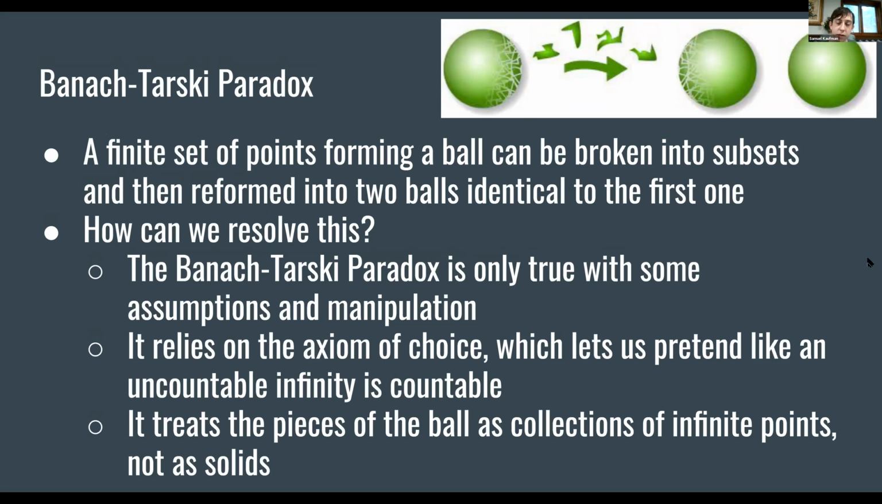So this set of points in the ball up here is uncountable. There's infinitely many of them, but it's uncountable because we can't put them in any specific order. We can't order them, it's uncountable. But we use the axiom of choice in the proof to basically pretend like this is a countable infinity. The axiom of choice says, let's pretend like there is a way to order them, even though we don't know of a way to order them.